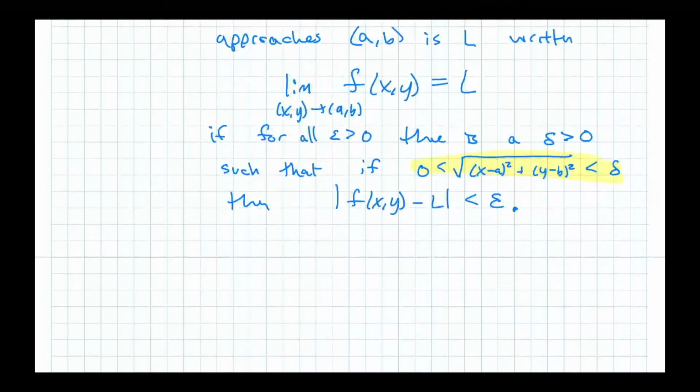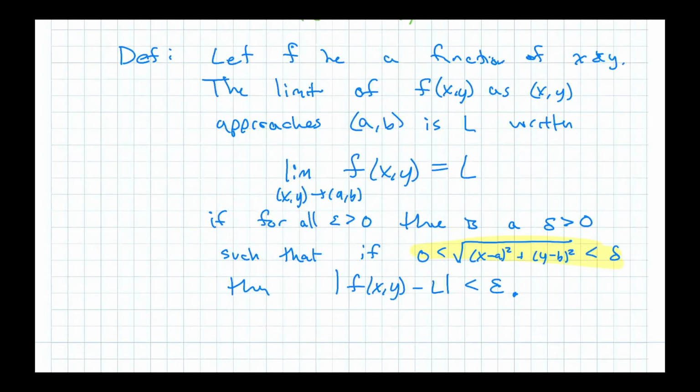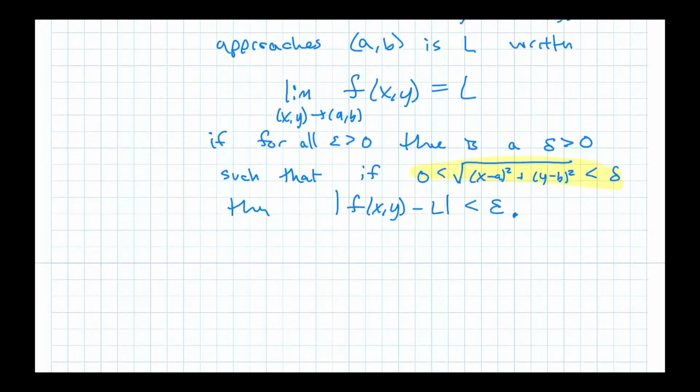Whereas down here, f of xy is still a single number. So this is not like a vector, right? It's a single number, this is a single number. So this kind of thing is not appropriate. We just want absolute values like we did before, right? The x and the y's are two variables at once, right? But the output of the function is just a number like it always was. Okay, so that's what it means to have a limit.